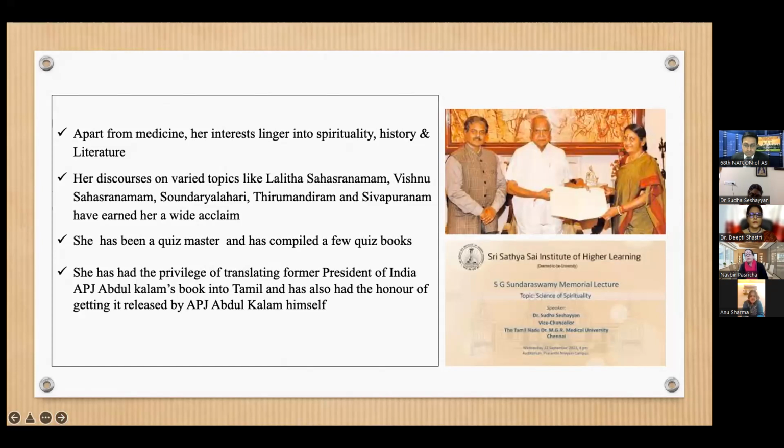Her discourses are on varied topics like Lalita Sahasranama, Vishnu Sahasranama, Saundarya Lahari, and she has earned wide acclaim for all these achievements. She has been a quiz master and has compiled a few quiz books as well. She has had the privilege of translating former President of India APJ Abdul Kalam's book into Tamil, and had the honor of getting it released by APJ Abdul Kalam himself.